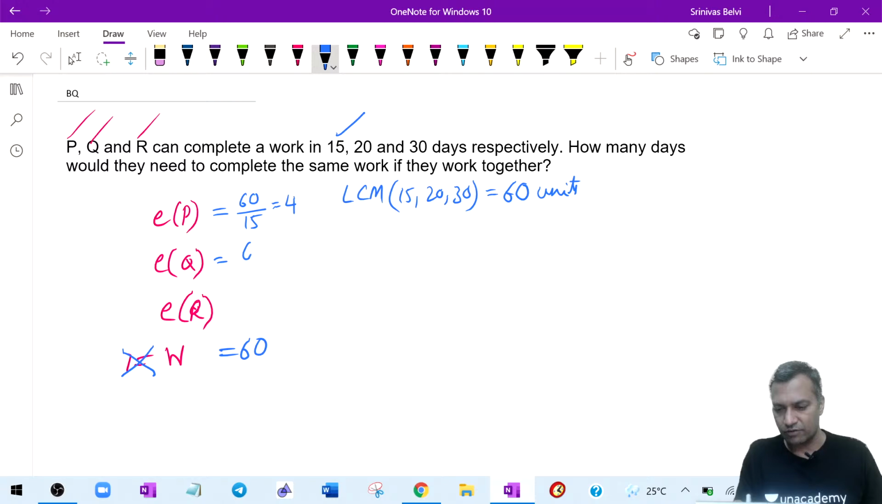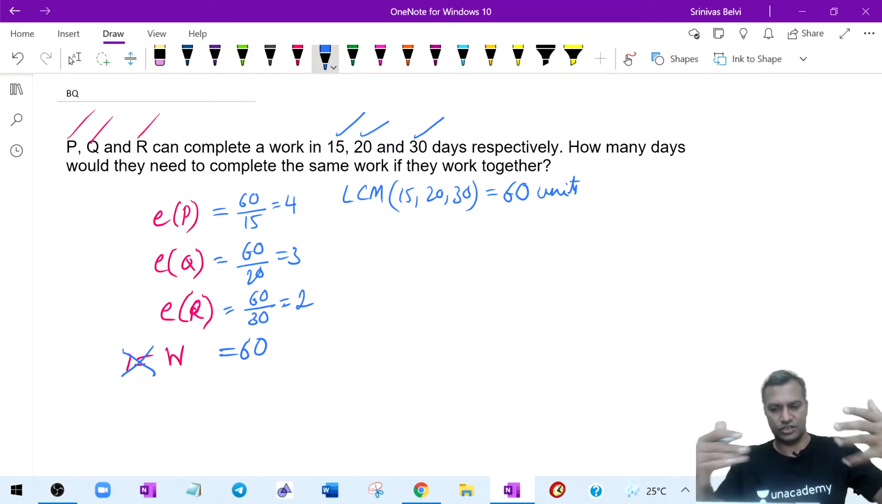What is the efficiency of Q? Same work, but he takes 20 days. Therefore he can do 3 units. What is the efficiency of R? The same work of 60 units, he wants to accomplish in 30 days. Done. This is what we are saying.